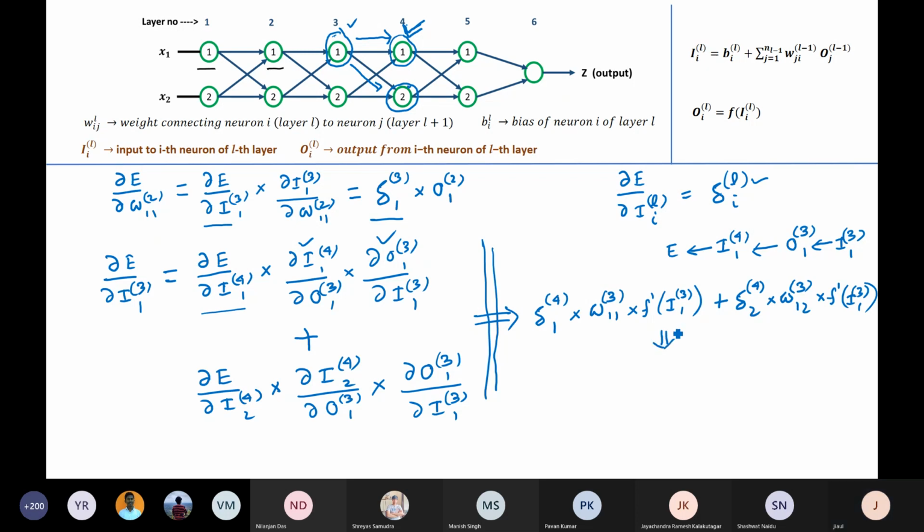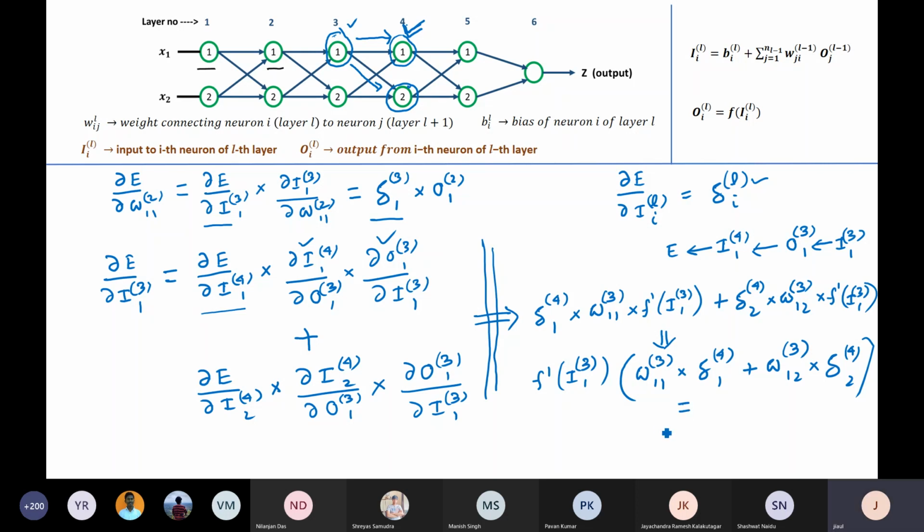So from this, what can I write down? I can even simplify further. There's a common term, which is F prime I 3 1, and then I'm just writing it in a simplified way: W 3 1 1 into delta 4 1 plus W 3 1 2 into delta 4 2. So that is basically the expression for this one, delta E, or rather it is equal to delta 3 1, right?